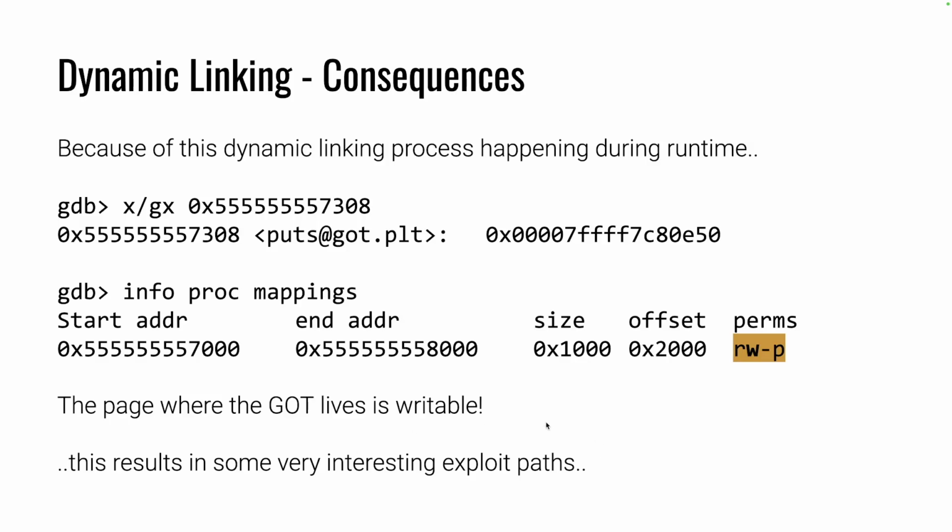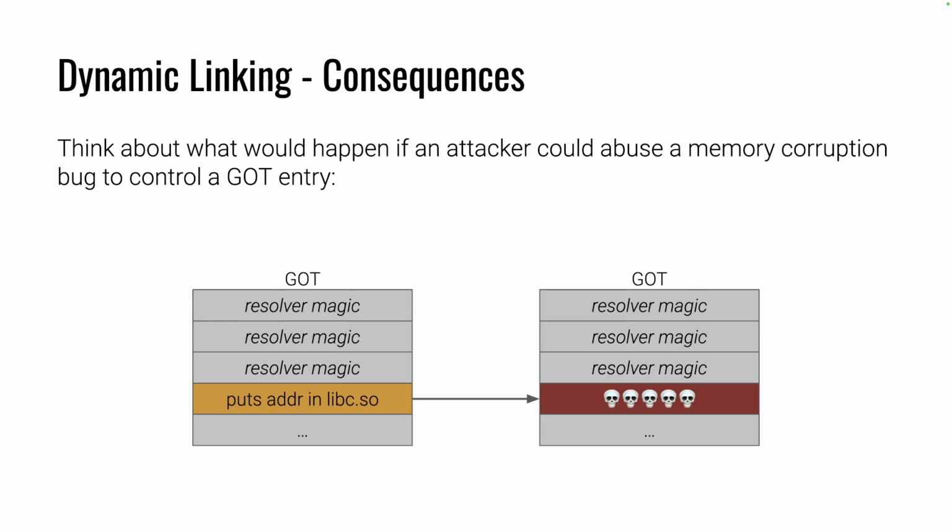Now, this leads to some very interesting exploitation paths that you may not have considered. Think about what would happen if an attacker could leverage memory corruption and control one of these function pointers inside of the GOT. What would happen if we change the address of puts to something malicious?